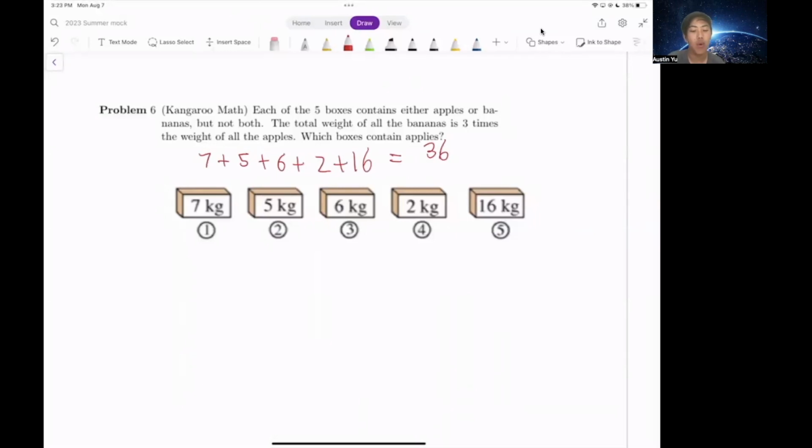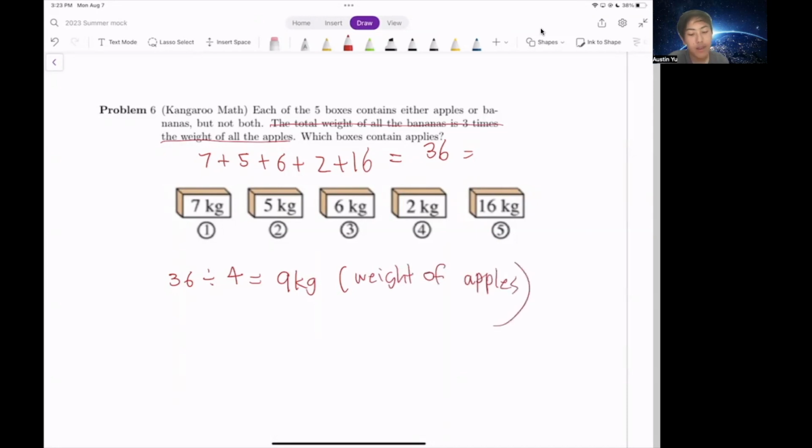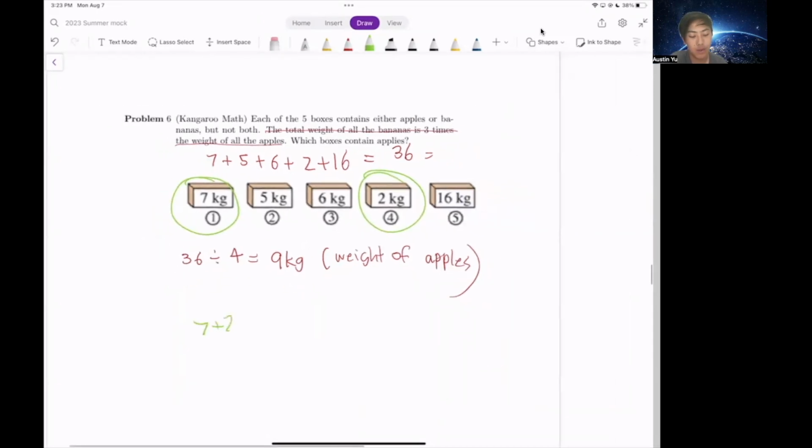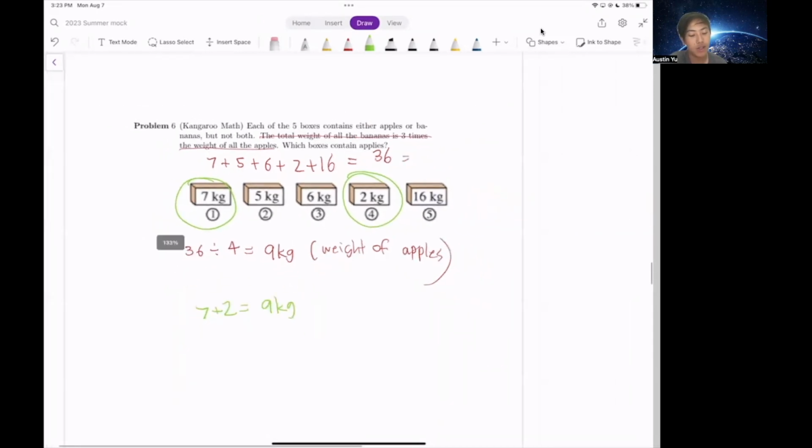Because as we see here, the total weight of all the bananas is 3 times the weight of all the apples. Therefore, that would be 4 times the amount of the apples. Therefore, the weight of the apples would just be 36 divided by 4 equals 9 kilograms, which is the weight of apples. And then we see here that the only combination would just be 7 kilograms and 2 kilograms. Therefore 7 plus 2 equals 9 kilograms, and the answer is boxes 1 and 4.